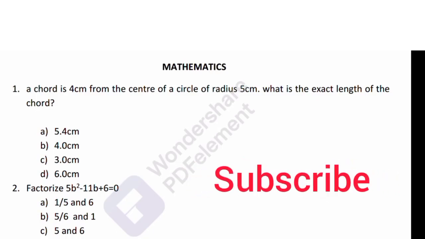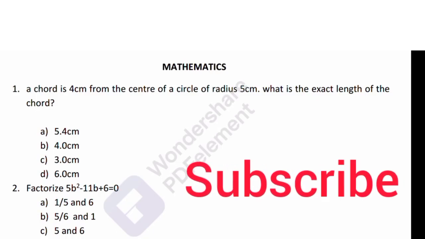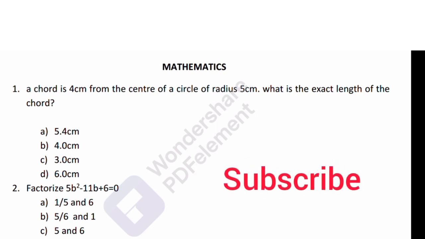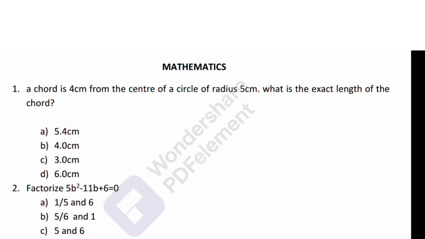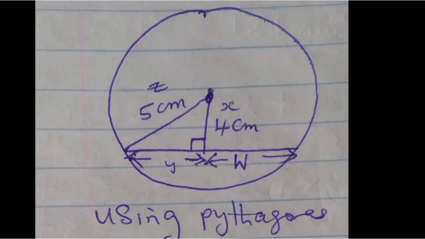Okay, this is mathematics. We're going to look at the question. Say a chord is 4 cm from the center of a circle of radius 5 cm. What is the exact length of the chord? So we're going to solve the question now, then we'll see the exact length of the chord.